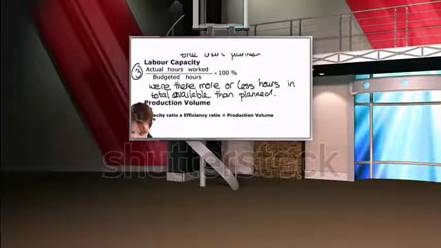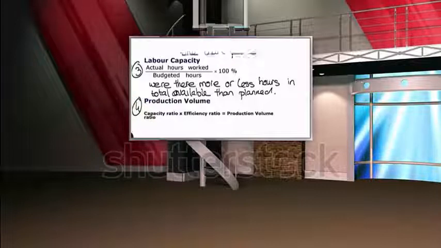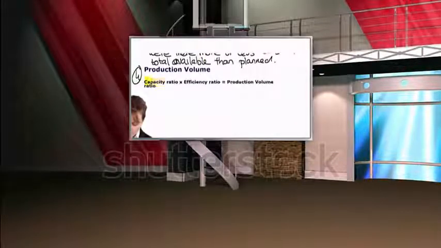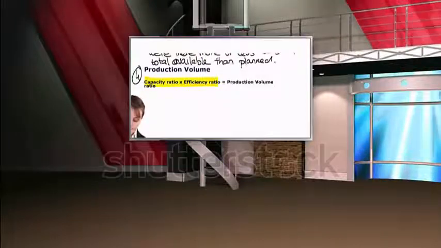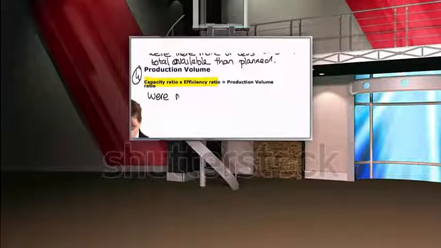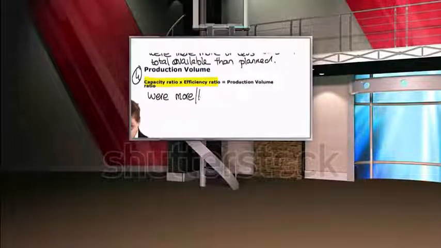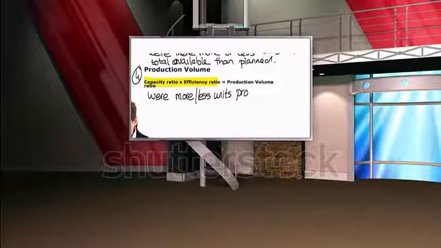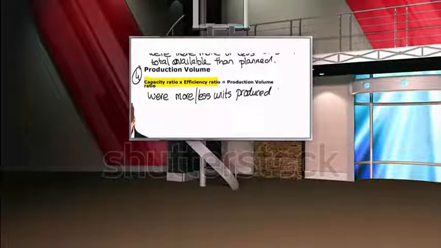Finally then, we have our production volume ratio. This is just a combination of our capacity and our efficiency ratio, but what it tells us is were more or less units produced than planned.